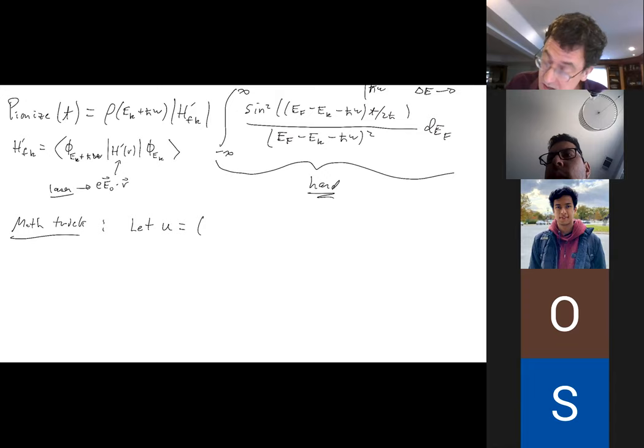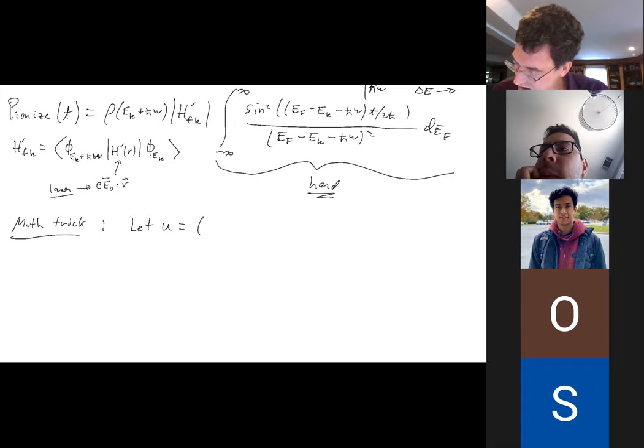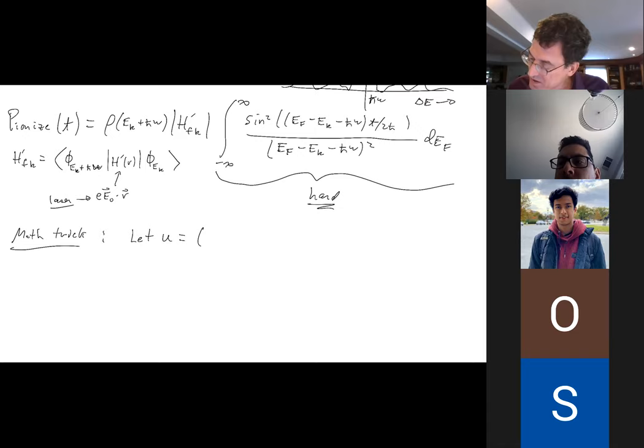Professor? Yeah. I'm not sure if this is valid, but since you're taking EF to be EK plus h bar omega, wouldn't that angle be small? Wait, you said angle. We're talking about energy. Sorry, that energy in the argument, wouldn't it be small so you could use a small angle approximation? Yeah, maybe. Would the small angle approximation give us the right answer? Actually, that might be a nice way of doing it.